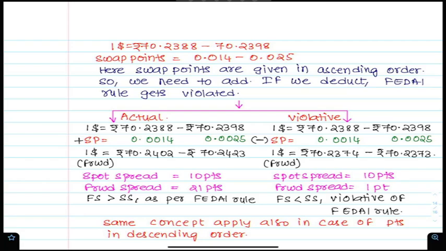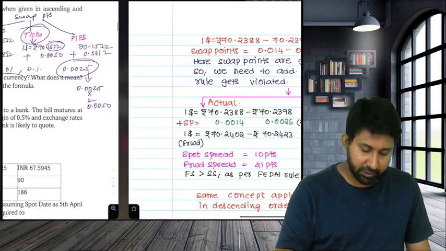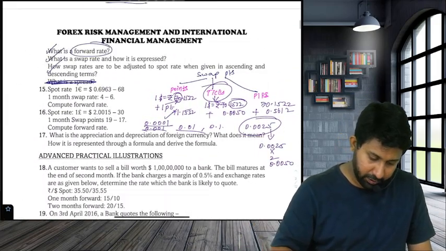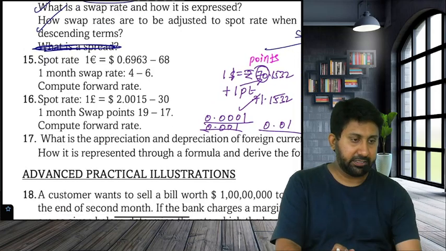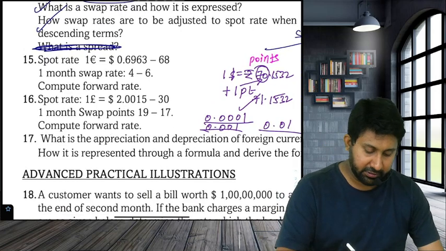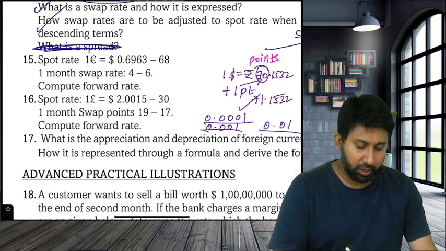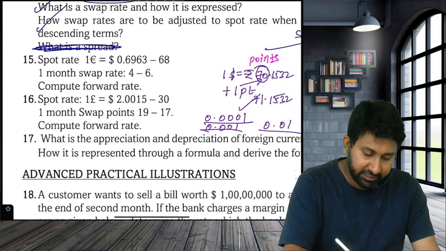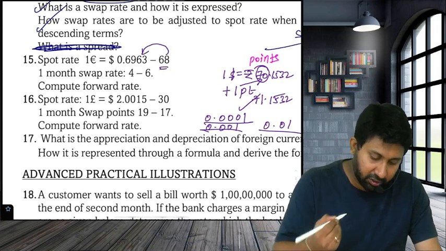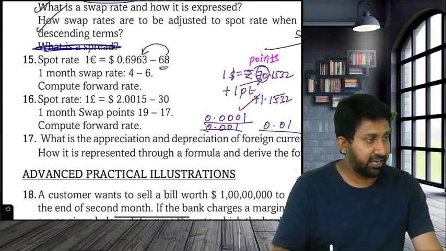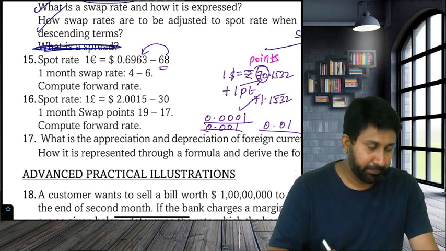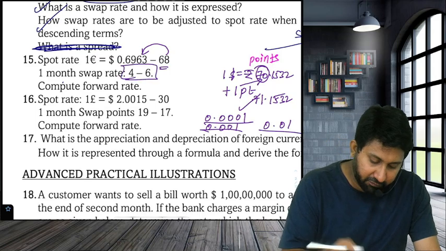So let's continue writing. Let's solve the problems now. See here, there are two questions given in this area. One: spot rate is given as 1 euro equal to dollar 0.6963 dash 0.6968. When I give it like this, adjust to the last decimals always. It's ticks. Swap point 1 month is 4 dash 6.